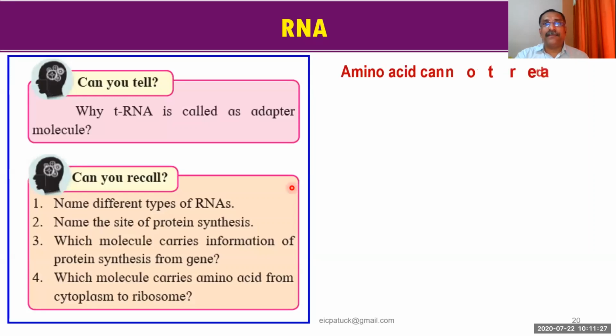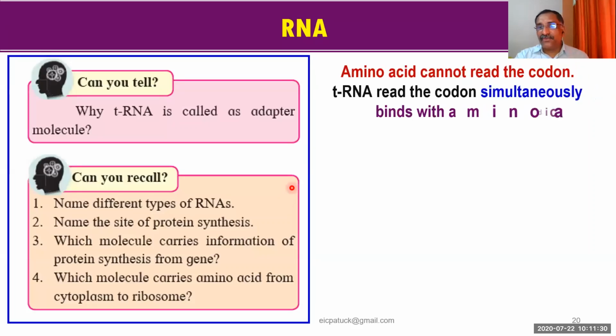Now look at the answer. I already told you the answer for this in the previous slide. Transfer RNA is an adapter molecule because the amino acid cannot read the codon on messenger RNA. Any amino acid you look at, that amino acid cannot read the codon which is there on the messenger RNA. The codon can be read only by the transfer RNA by using the anticodons. So the corresponding amino acid gets attached to the transfer RNA at the 3' end. So it simultaneously binds with the amino acid. So that is the answer for this question.